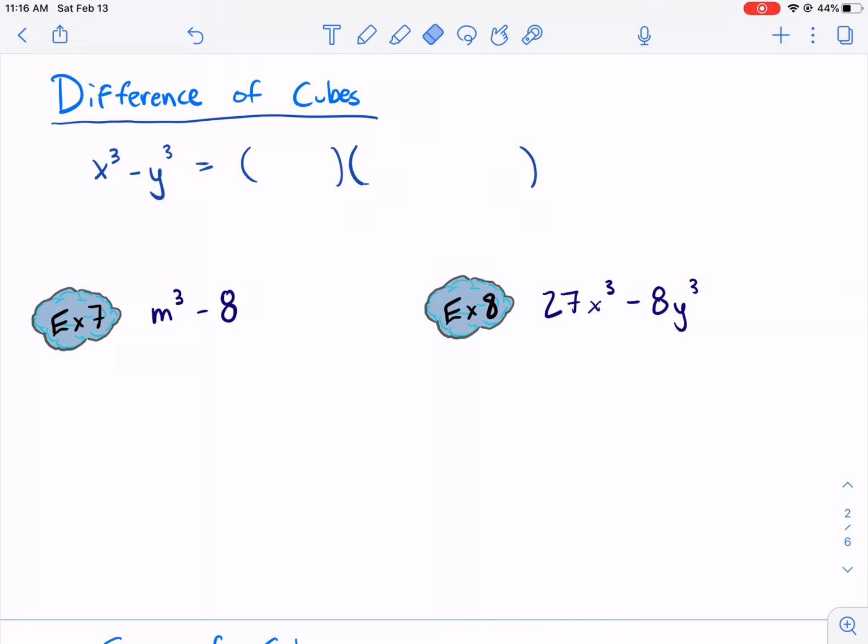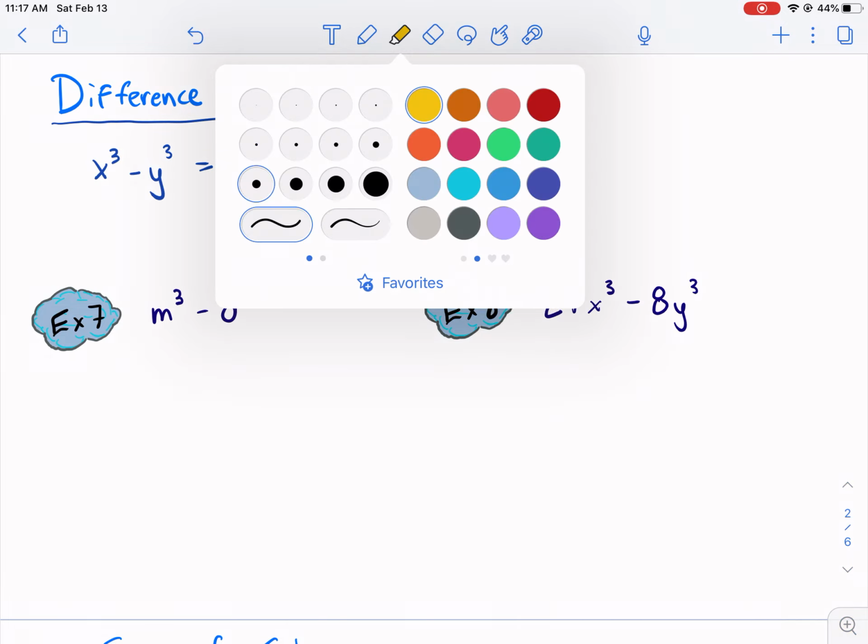We're finishing up section 5.3. This is the special factoring. Here we have difference of cubes. This one gives a lot of problems to students. It's not that bad once you understand it, but let's go ahead and break this down into smaller steps for everyone.